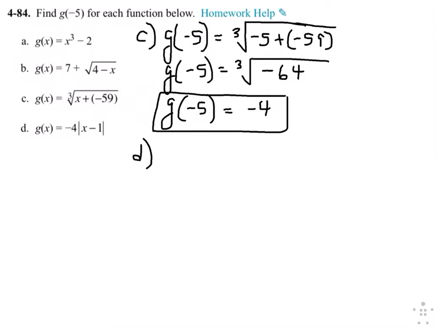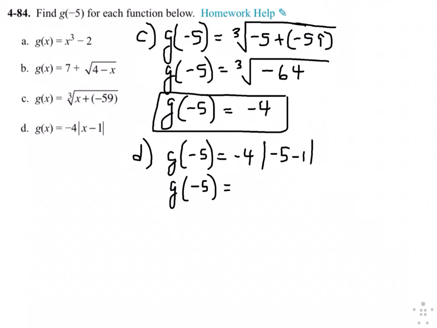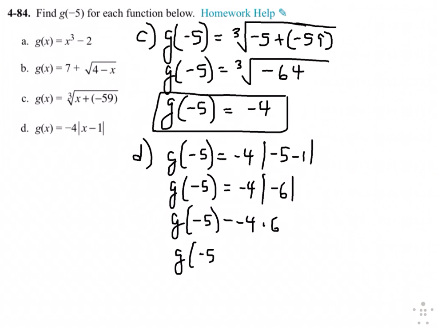Okay, on D, we have g of negative 5 equals negative 4 times the absolute value of negative 5 minus 1, right? So g of negative 5 equals negative 4 times the absolute value of negative 6, since negative 5 minus 1 is negative 6. The absolute value of negative 6 is 6. So g of negative 5 equals negative 24.